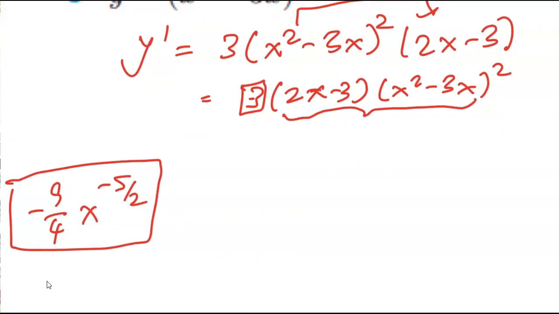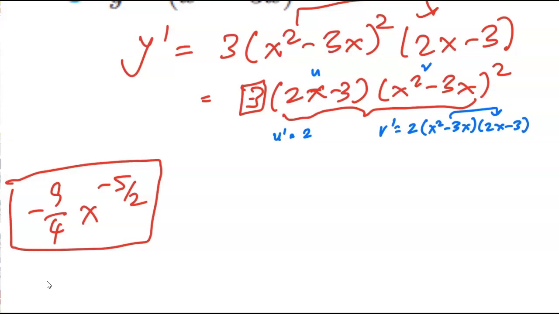So we have a product. So this would be u, and this would be v. u dash would be 2, just 2. v dash would be power rule, 2 times x squared minus 3x. Inside stays the same. Then we do chain rule. The derivative of the inside is 2x minus 3. Ugly. Oh, it's the same thing again.